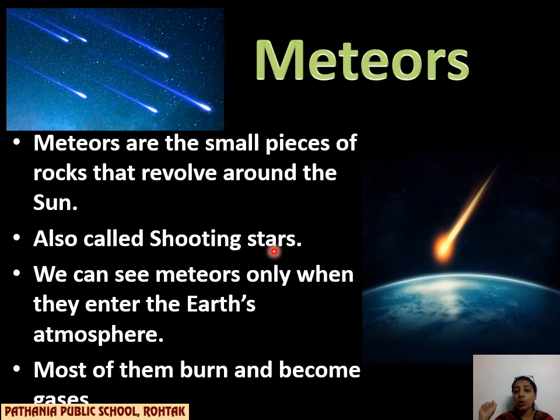But some meteors are so big that they cannot burn completely. तो क्या होगा? What will happen? It will fall on the earth. We can see meteors only when they enter the earth's atmosphere. Most of them burn and become gases. Most of them, मतलब ज्यादातर meteors क्या होते हैं? Gases में convert हो जाते हैं.